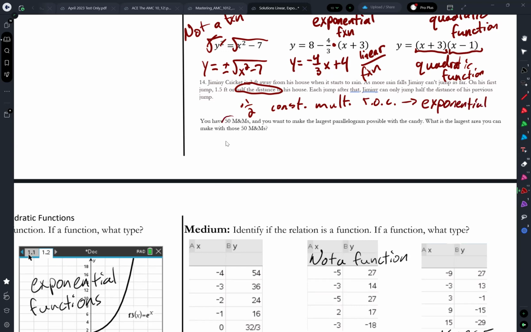This next one is actually pretty interesting. You've got 50 M&Ms. You want to make the largest parallelogram possible with the candy. This actually ties into the Gold Rush task we did. So if you think about the fact that you're going to have candy, and you want to maximize the size, what you're talking about is the area. And this is not going to be 50. I'm just kind of giving an example. And so in that case, we're going to have a base times a height. Both of those are variables. Both of those are going to be linear variables, right? And so a linear times a linear is going to give me a quadratic in x squared. And it'd be a quadratic function.